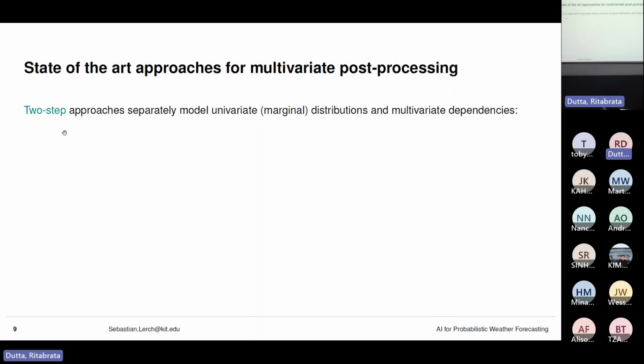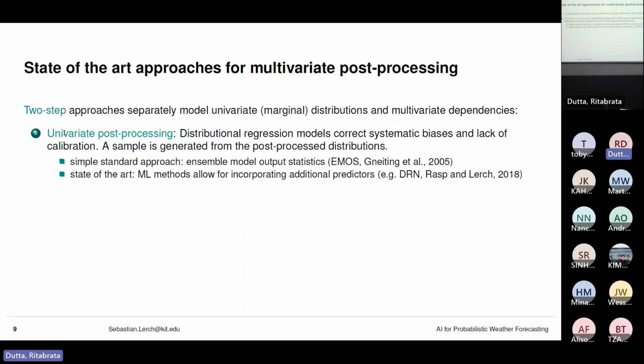And the state-of-the-art way of doing this would be so-called two-step models. And they proceed by separately modeling the univariate distributions and the multivariate dependencies. It means that in the first step, we do what I just talked about. So we perform this univariate post-processing. For example, using an EMOS approach, or if we want to use a machine learning approach, we could use this distributional regression model based on a neural network that we proposed. And this will give us a univariate forecast distribution for every variable at every location. And we can then produce, for example, a sample, a post-processed ensemble.